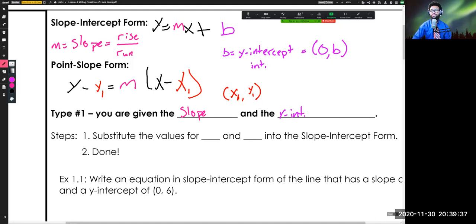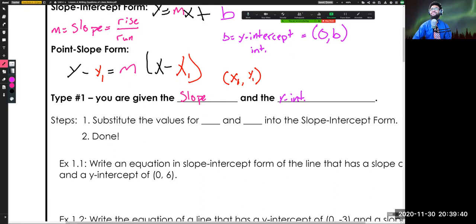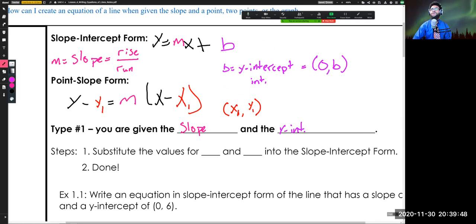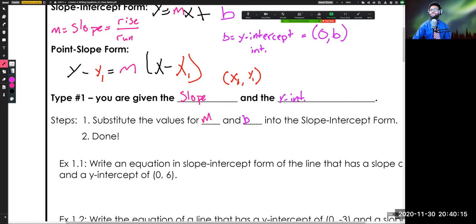Our first step when we're doing this is going to be to substitute our values for m and b in the slope-intercept form. If we're given our slope, this m, and our y-intercept, we have our equation for the most part already mapped out. It's that same thing, y equals mx plus b. So we're just going to substitute our m and our b into the slope-intercept form, and then that's it.